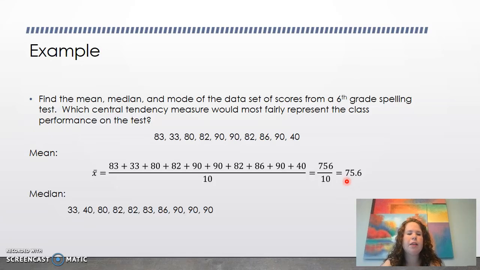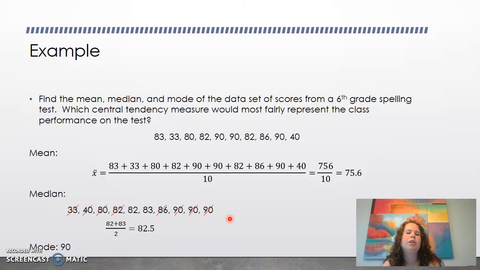Then for the median, we order the numbers from least to greatest. And then we mark out 33 and 90, 40 and 90, 80 and 90, 82 and 86, and we are left with 82 and 83. So we add them together and divide, and we get 82.5. Our most occurring number is 90 because we have three 90s here, and we have two 82s, but our most occurring number would be 90.